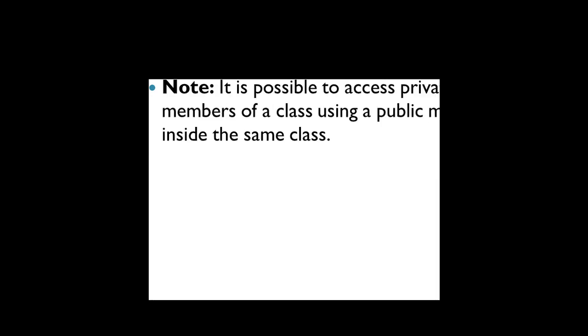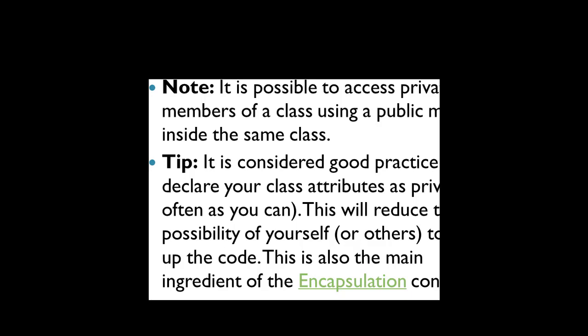An important point is that it is possible to access private members of a class using a public method like the get and set methods, which we must declare inside the public access specifier, inside the same class. Here is a tip for using private members: it is considered good practice to declare your class attributes as private. Why? Because this reduces the possibility of others messing up the code. This is also the main ingredient of the encapsulation concept.